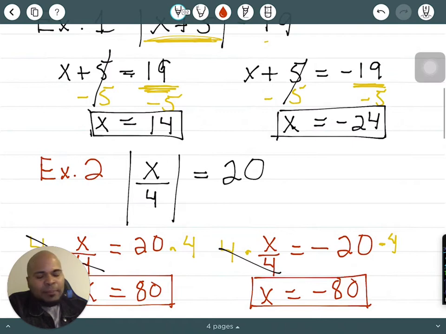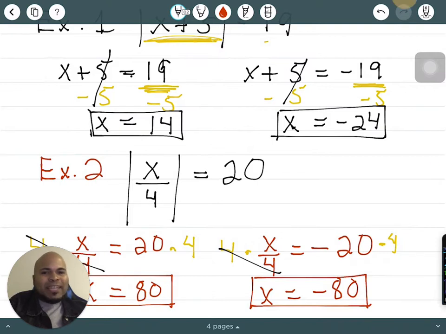Now be careful because that's not always true. Remember when we did example 1, one answer was 14, but the other answer was negative 24, not negative 14. So be very, very careful. You need to solve these two problems completely separate. Okay, completely separate.